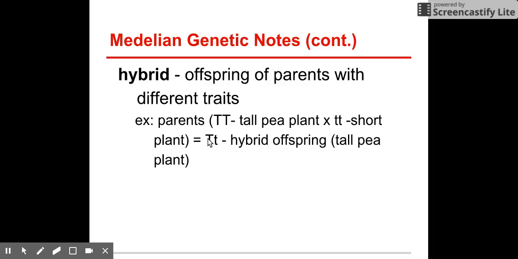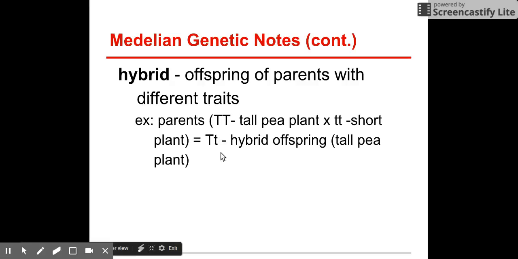If it helps you to remember hybrid, think of animals that are hybrids, like a liger, a lion and a tiger, or a mule is a horse and a donkey. We'll talk about more hybrids in class if that helps you to remember. But when we say a hybrid trait, we're just talking about one that has both the dominant and the recessive.